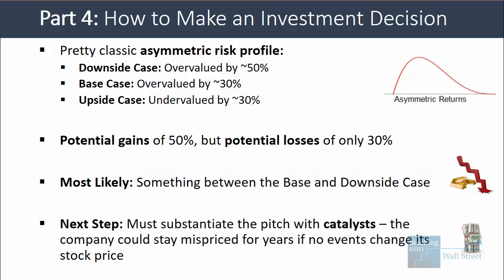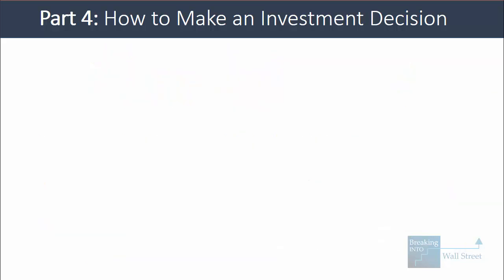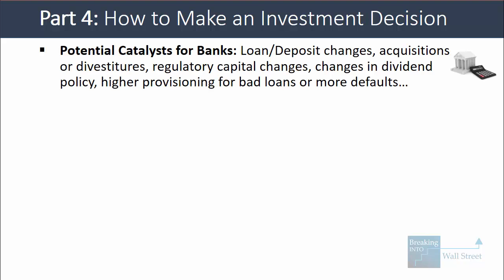So once you know which direction you're leaning, which is pretty easy to tell in this case, you have to substantiate the pitch with catalysts, because the company's share price could stay at the wrong level. The company could be mispriced for many years if no events come along to change its stock price. So for banks, the potential catalysts could include changes to their loan and deposit ratio, acquisitions, divestitures, regulatory capital changes, changes in dividend policy, more provisioning for bad loans, more defaults and charge-offs.